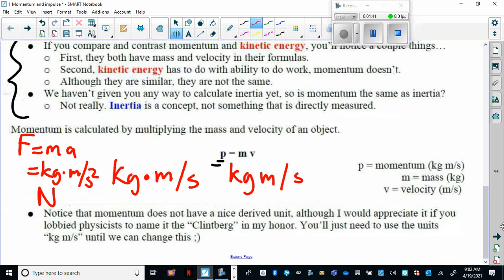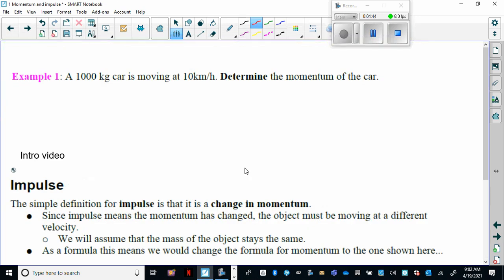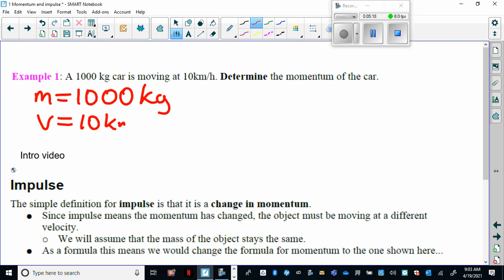And on to an easy problem, a problem which you'd never see on a diploma exam because it's way too easy. But we're going to do it anyway. A 1,000-kilogram car is moving at 10 kilometers per hour. Determine the momentum of the car. Just a reminder that one way to do physics problems or math problems too is write down what you have, write down what you want, find a formula. We have the mass, and it's in kilograms, which is great. We have the velocity. It is not in meters per second, unfortunately. It's 10 kilometers per hour, which of course we must convert to meters per second.